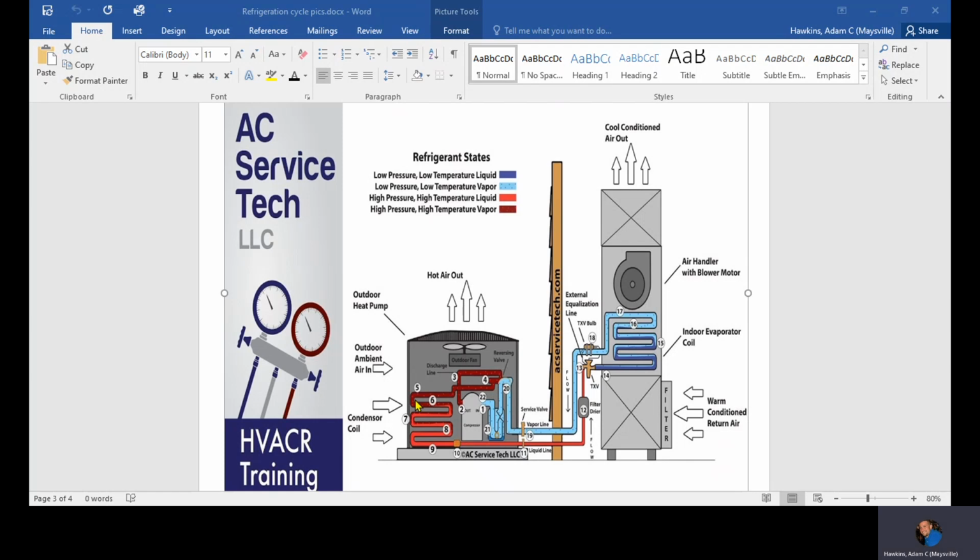Well, hopefully you see the relationship between hot going to cold and pressure and temperature being relative. So if I have to get the coil colder inside to attract heat to it, what do I have to do outside to reject heat from it? I have to get that coil hotter. Well, how do I get it hotter? By increasing the pressure, right? Because if I increase pressure, I increase temperature with it.